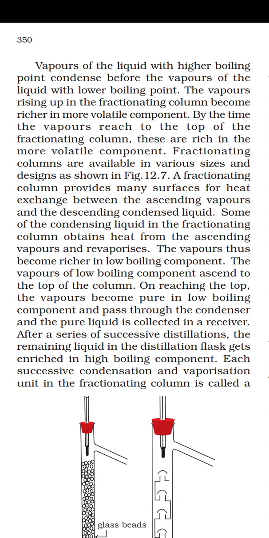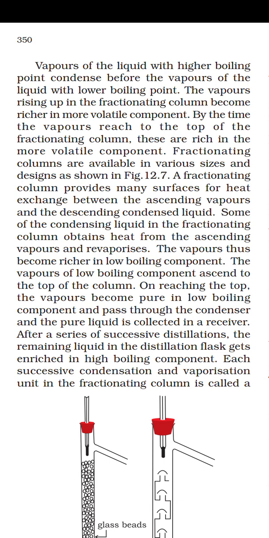The vapors thus become richer in low boiling components. The vapors of low boiling component ascend to the top of the column. On reaching the top, the vapors become pure in low boiling component, pass through the condenser, and the pure liquid is collected in a receiver.